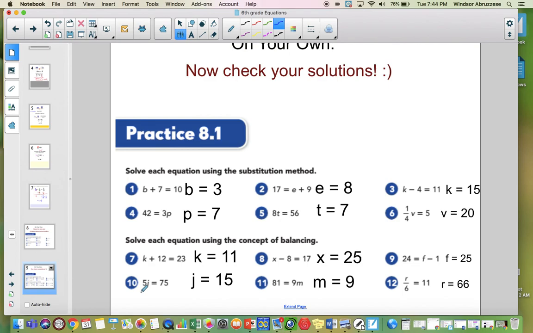Number 10 is 5 times j, so you do the opposite and divide by 5. Number 11 is 9 times m, so you do the opposite and divide by 9. And number 12 is divide by 6, so the inverse is multiply both sides by 6.